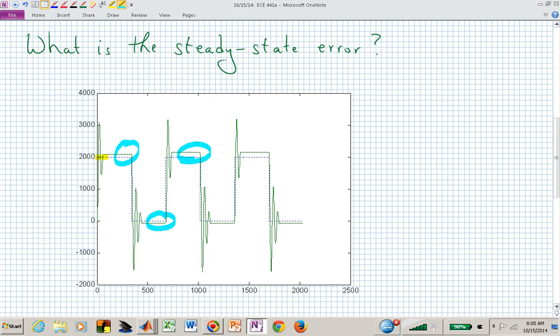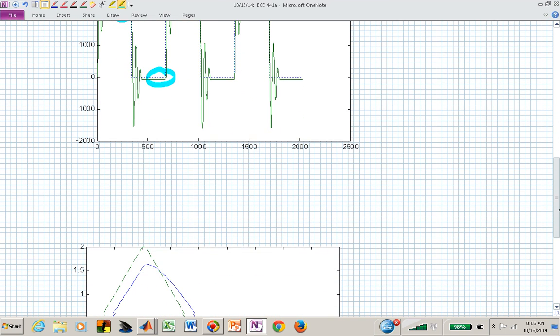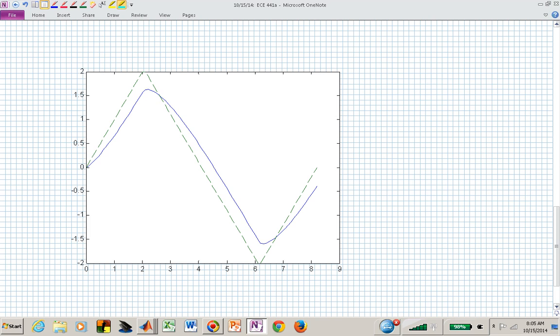Let's see if we can answer the same question for this. This was that figure that I put on the board, I think, last time relative to talking about one of the homework problems. What's the steady state error here? Pardon? 0.6? Where did that come from?